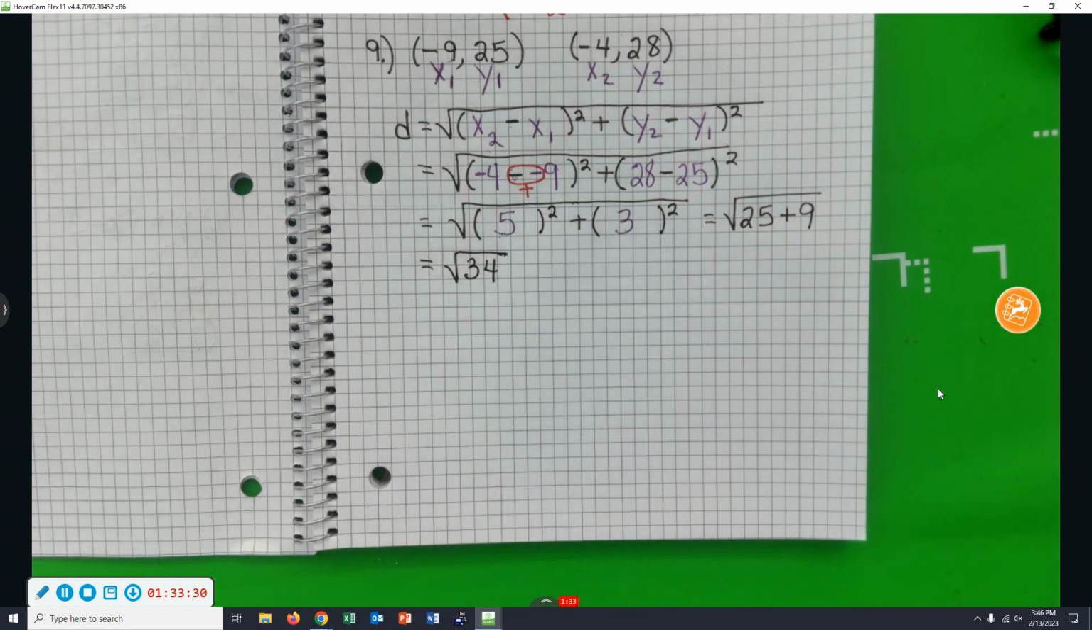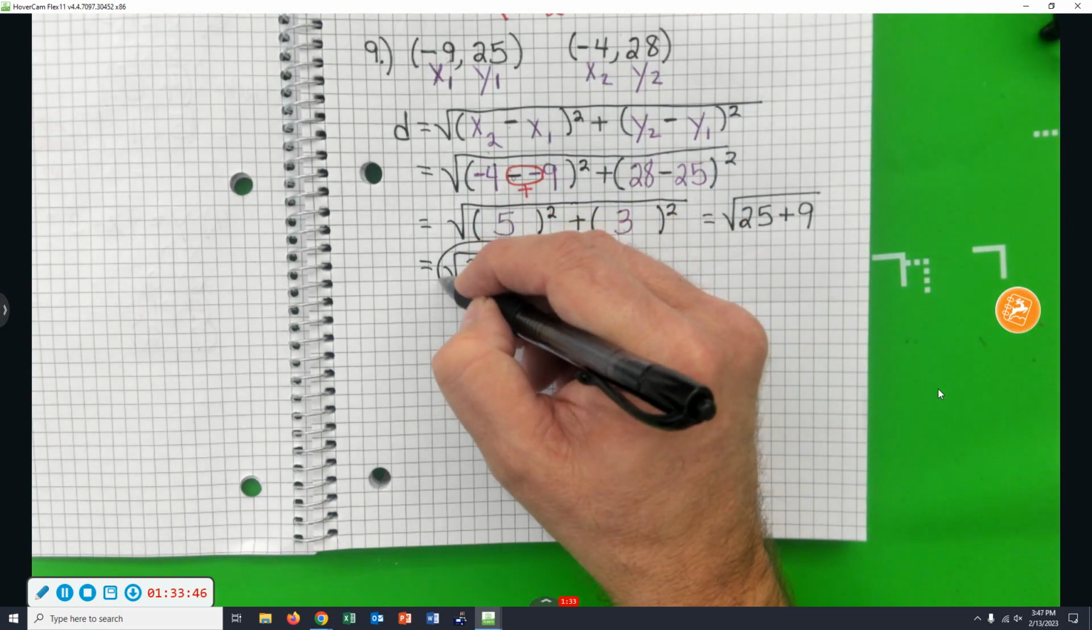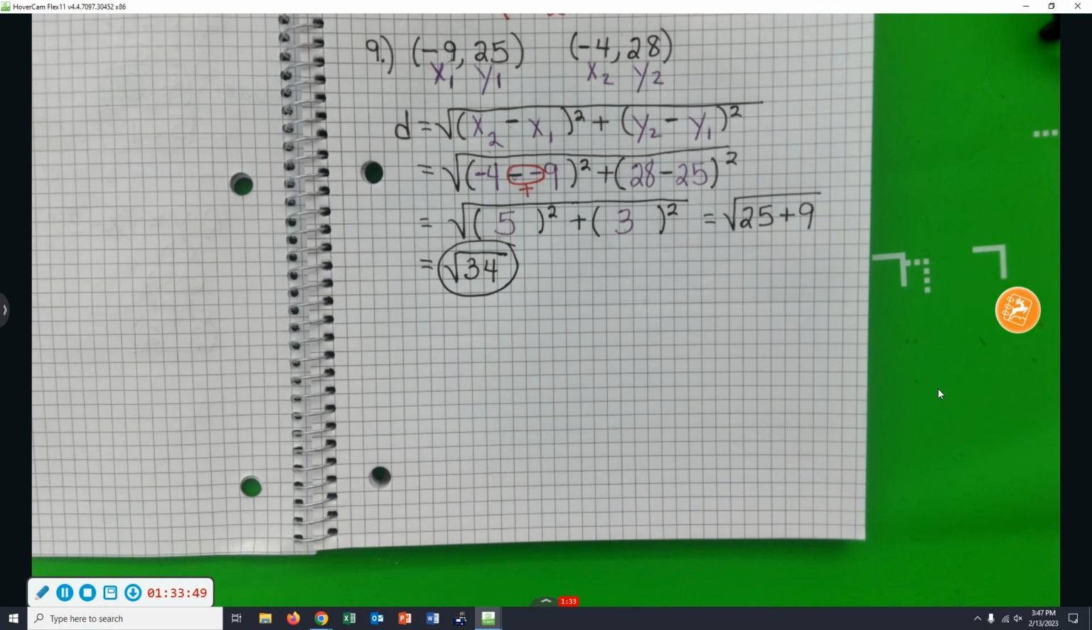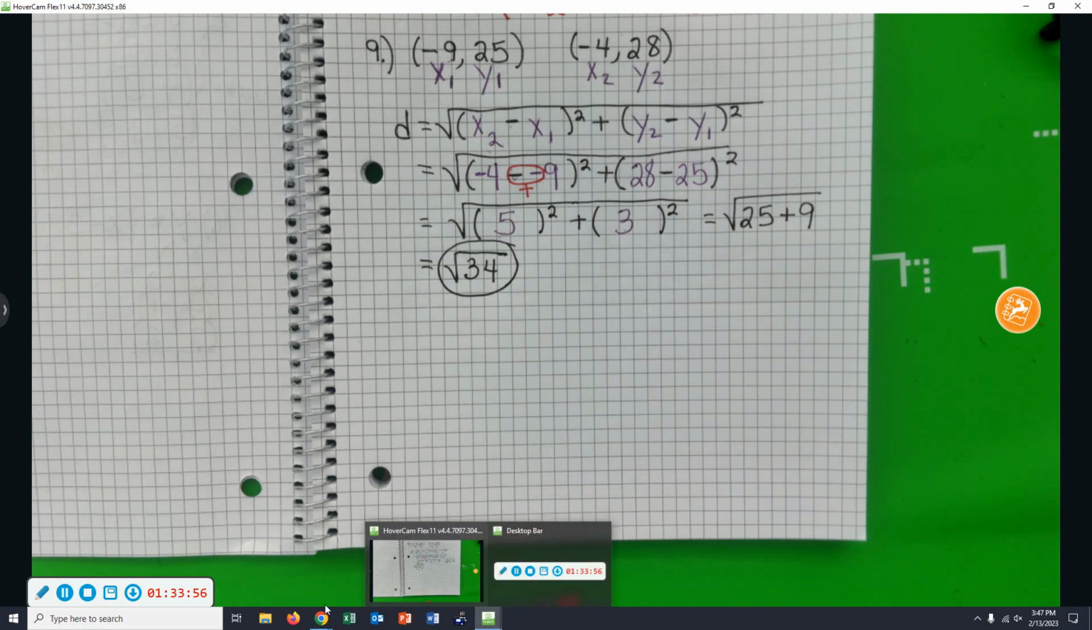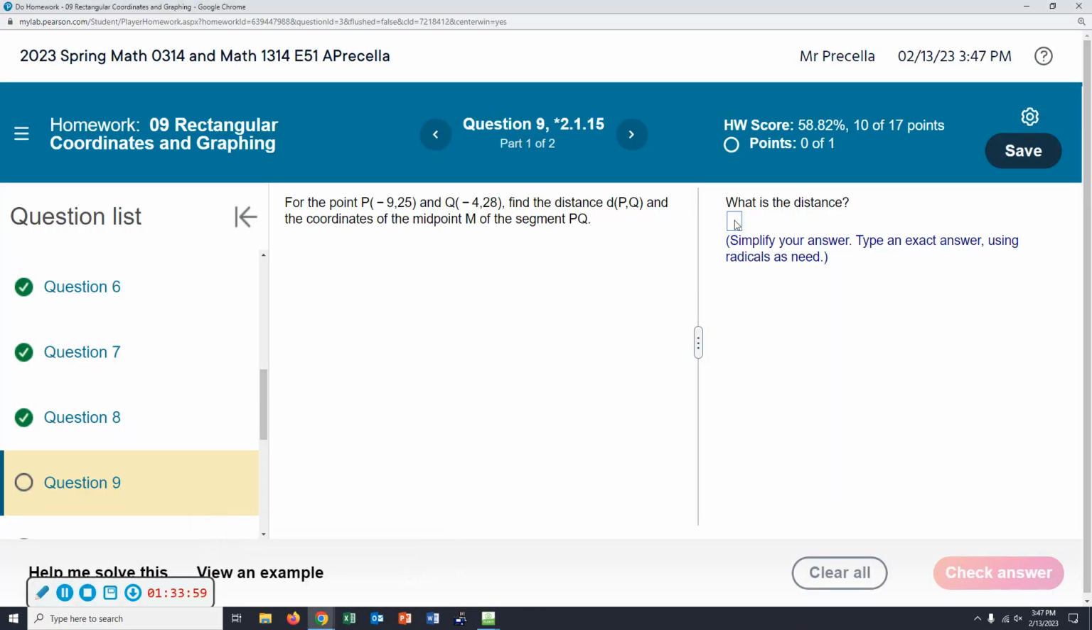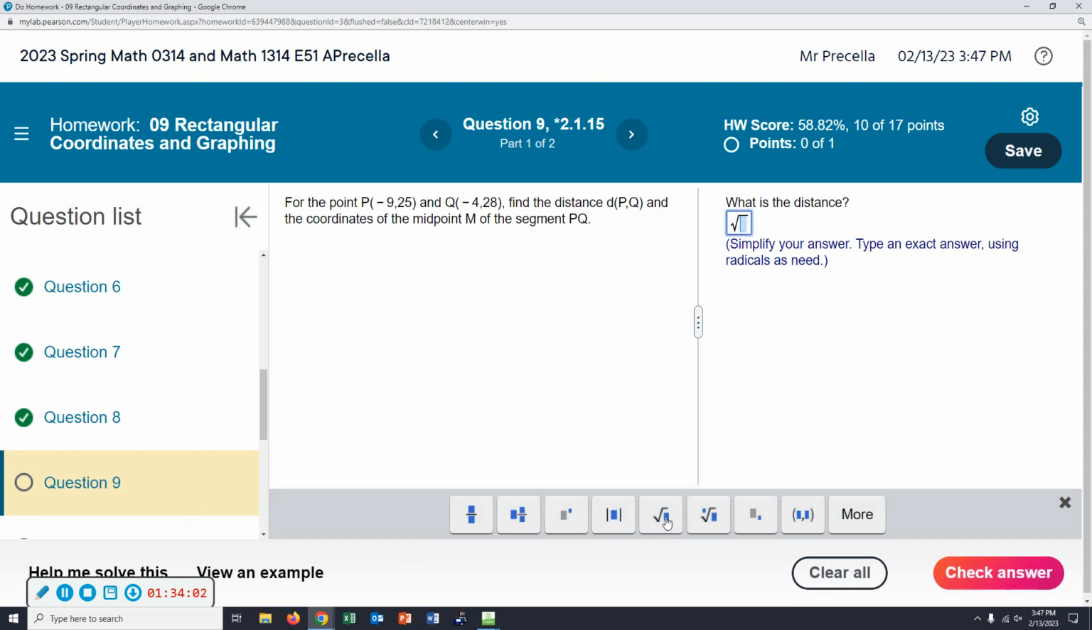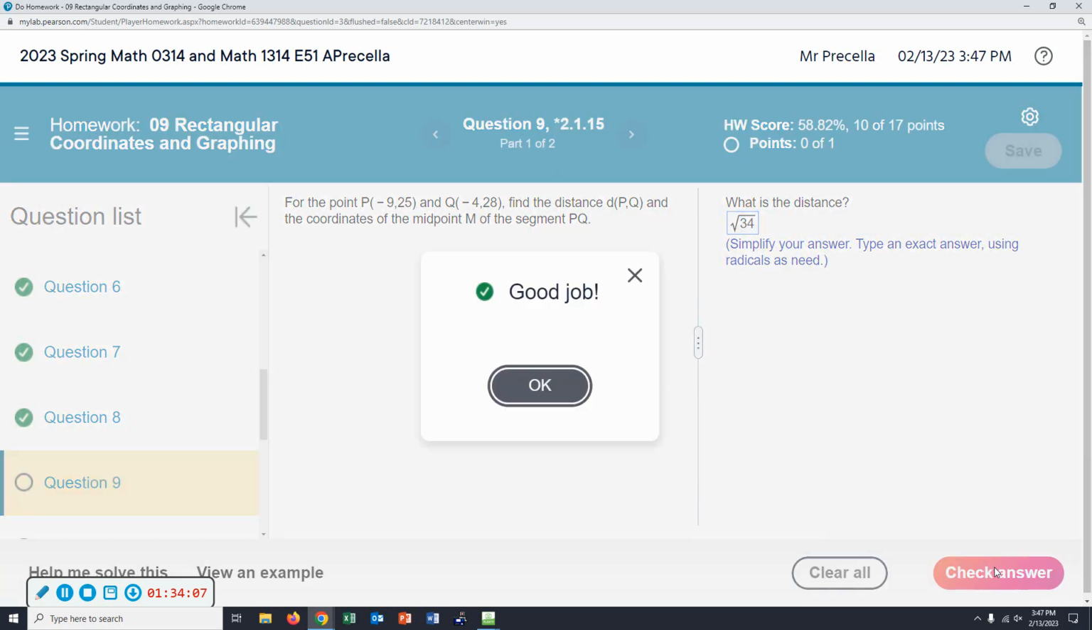Now, going back to what we did the very first day of the semester, can we simplify the square root of 34? Now, 4, 9, 16, 25, there's no perfect square that divides evenly into 34. So the distance, we just leave it as square root of 34. Any questions there? Square root of 34. Okay.